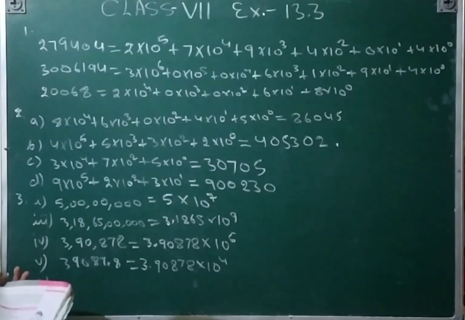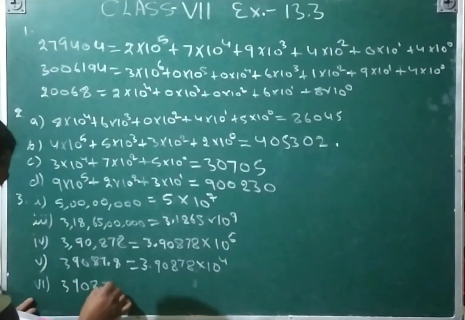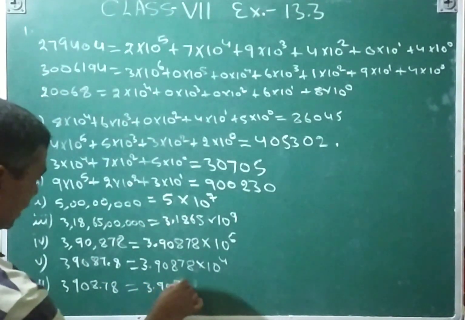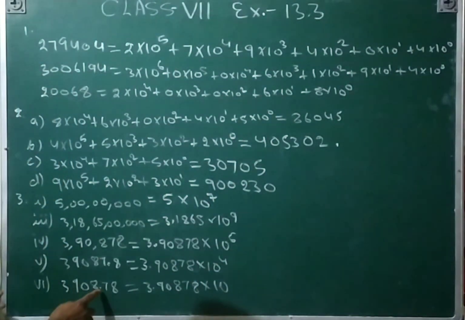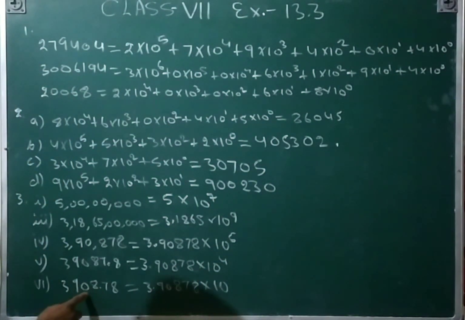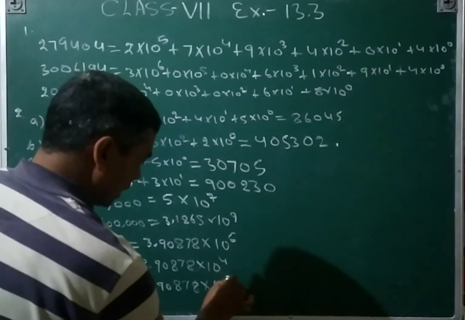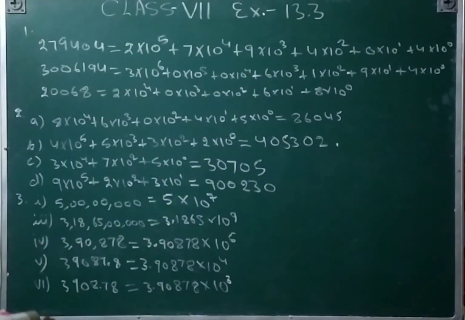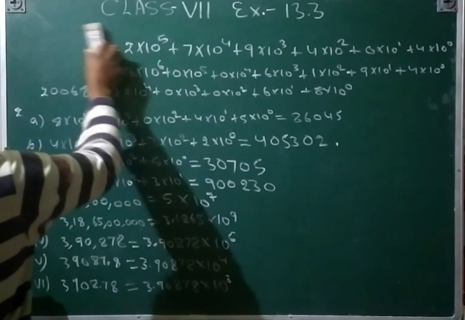Sixth question, 3 9 0 8 decimal 7 8 is equal to 3 decimal 9 0 8 7 8 into 10 power. See that, how many digits? 1 2 3 digits we have. So the power is 3. And then question number 4 is also the same kind of question as the third question.